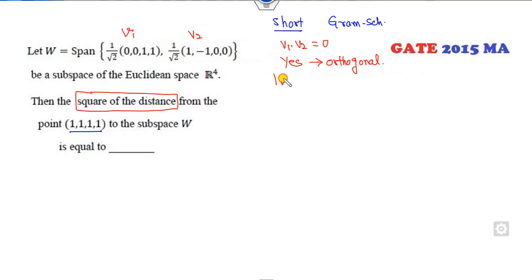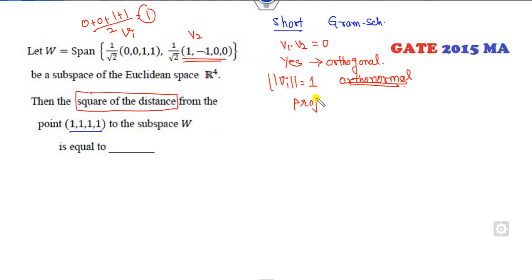Fine. Check whether the norm of v is 1 or not. If I say 0 plus 0 plus 1 divided by 2, it's a 1. Is it also 1? 1 plus 1 is 2, 2 divided by 2 is 1. That's fine. So they are orthonormal as well. So whenever they are orthonormal, you can apply the Gram-Schmidt process. It's very simple. You have to find the projection. How many vectors are there? There are 2 vectors.